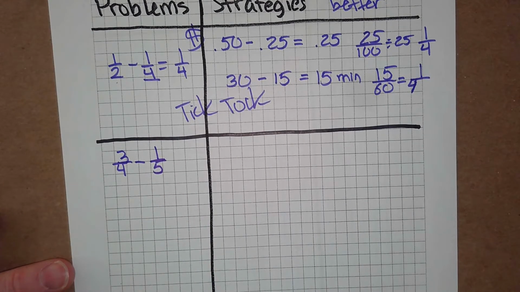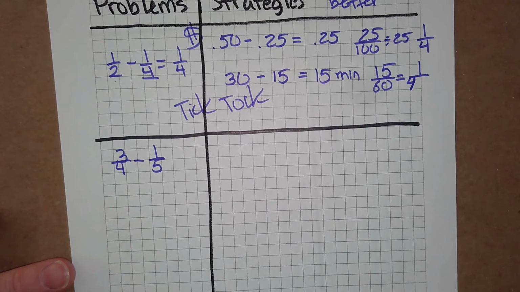Now, is there a model that would work better, or do they both work? Do you have a preference? What do you think, Trev? The money model? Yeah. Okay. Would the clock model work? Yes. It wouldn't? Well, I hear yes and I hear no. I think it would. Do we know what a fifth of an hour is?